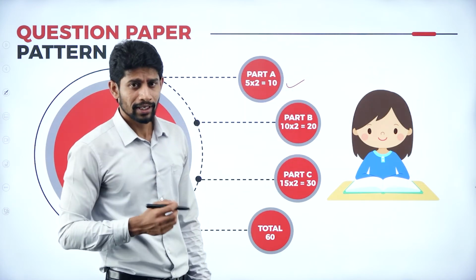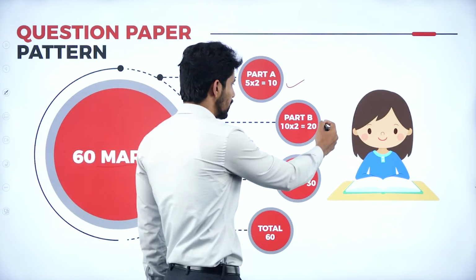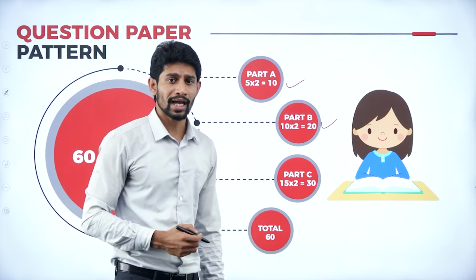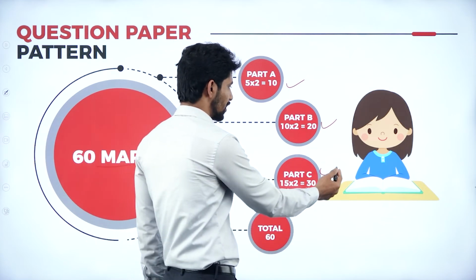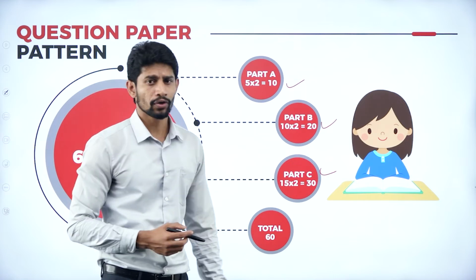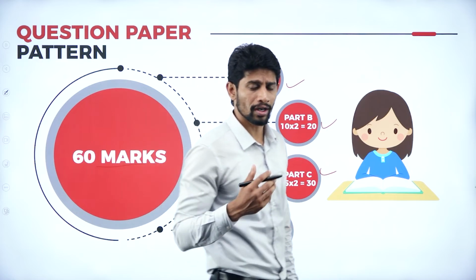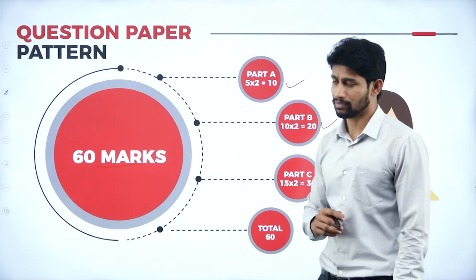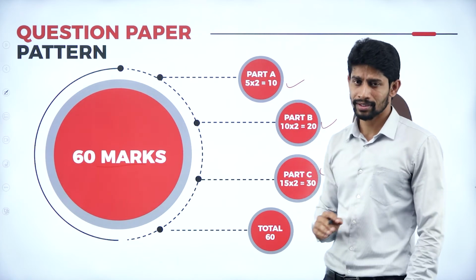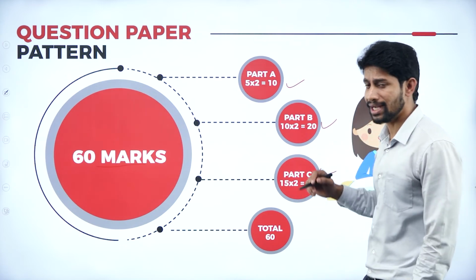Next, part B. In part B, you are going to attend 2 questions which carry 10 marks each, totally for 20 marks. And in part C, you are going to attend 2 questions, each question carries 15 marks, totally for 30 marks. So 10 plus 20, 30, 30 plus 30, 60. So totally you are going to attend the main exam for 60 marks. So this is the marks distribution or the exam question paper pattern, that is part A, part B, and part C, where you will be answering for 10 marks in part A, and for 20 marks in part B, and for 30 marks in part C.